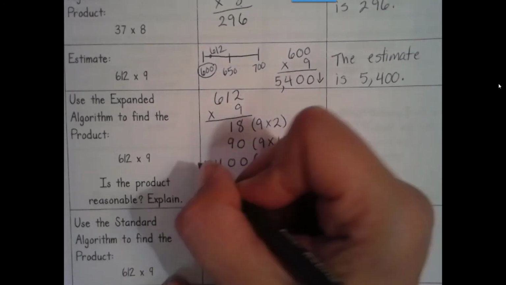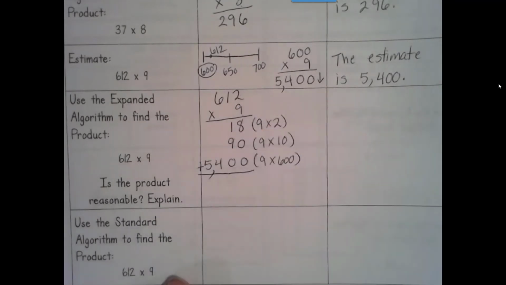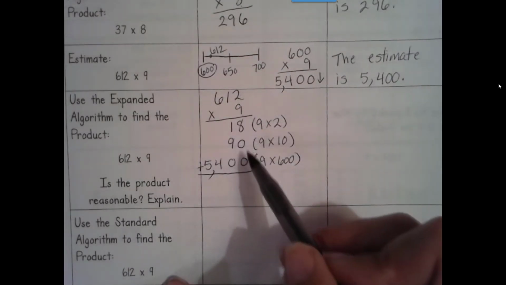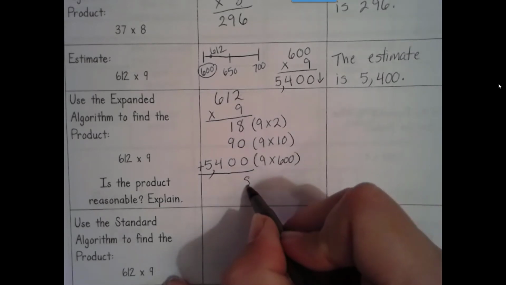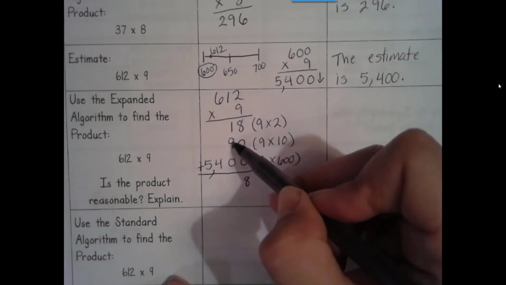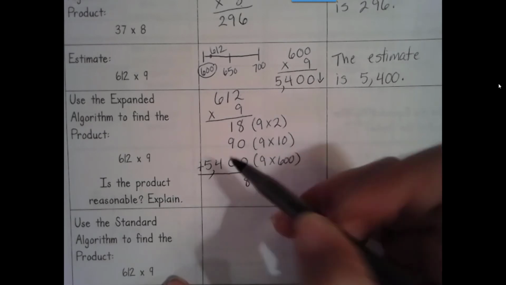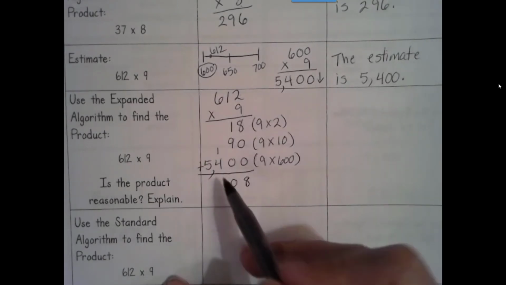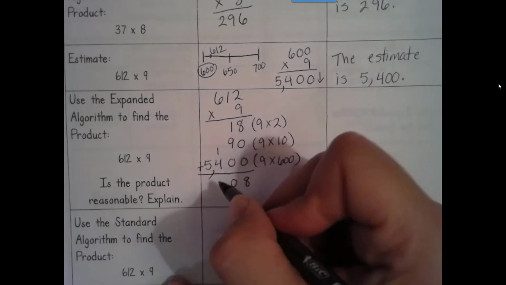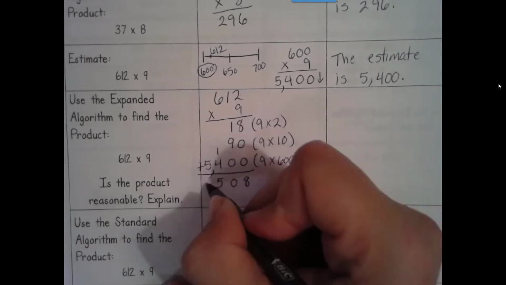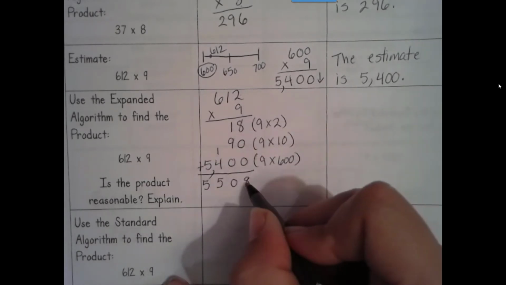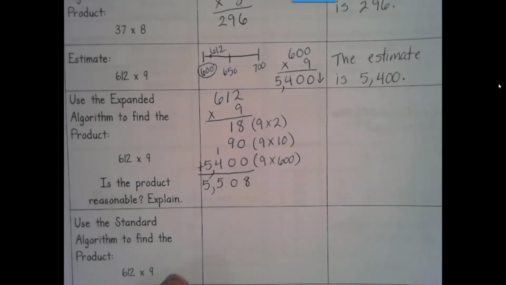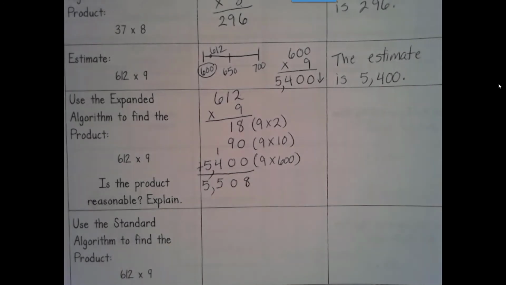Ones, tens, hundreds, comma. Now we add together these partial products. 8 plus 0 is 8. 1 plus 9 is 10, plus 0, 10. We need to put the 0 and regroup. 4 plus 1 is 5, and then 5. 1, 2, 3, comma.